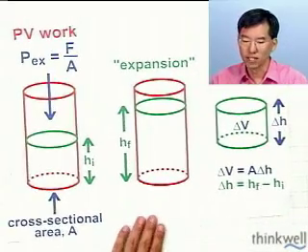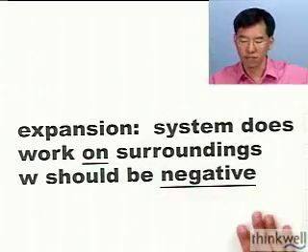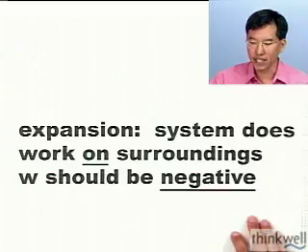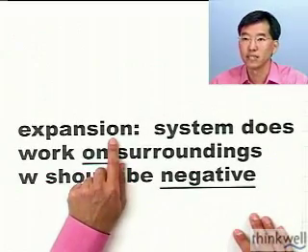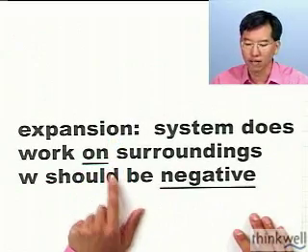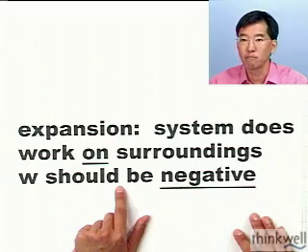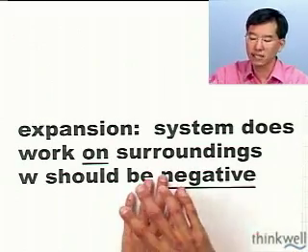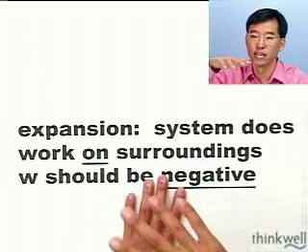All right, so now let's think about all the terms that are involved here. And I'll remind you that in an expansion, the system does work on the surroundings, so we want W to be negative. Remember, the gases are pushing against the atmosphere, and we want W to be negative for that transformation so that our sign convention for delta E makes sense.